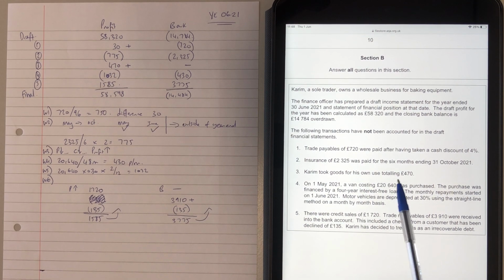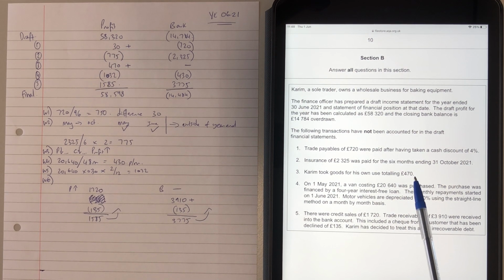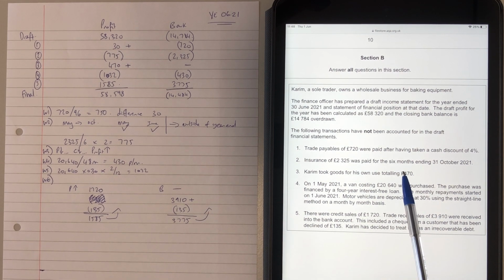Number three, some people will probably think 470, I've got to put something in bank. No, you don't. You don't need to use bank. You may not even need to use profit. Okay, only use what you think you should use. So 470 does not affect bank. It does affect profit because of cost of sales.